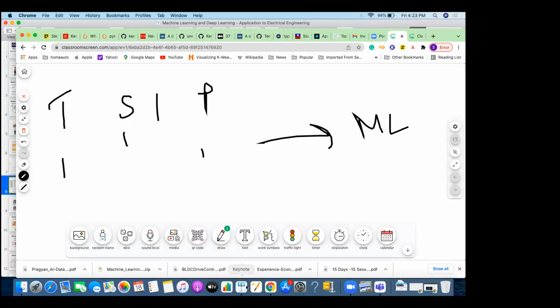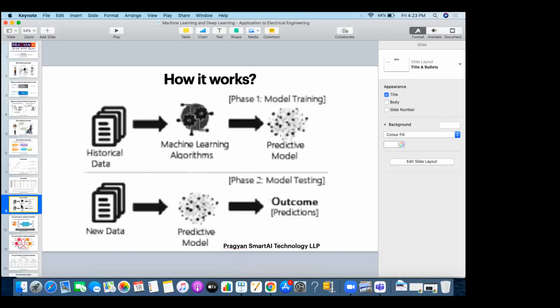So what are the stages in machine learning? If you see, there are two stages. You collect historical data, select the algorithm you want to use, and then ask the model to get trained on that data. That is when the predictive model is built. When the predictive model is built, new data comes in, I just feed it to the model, and the model gives the output.